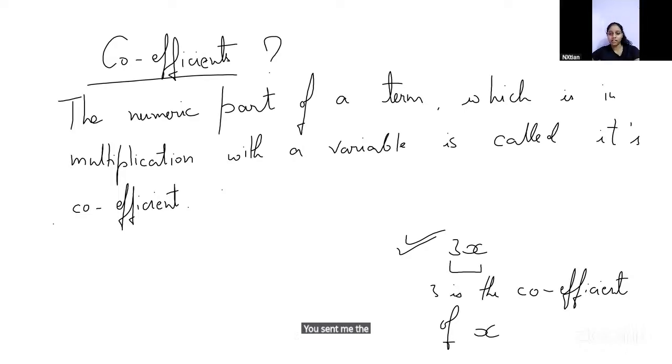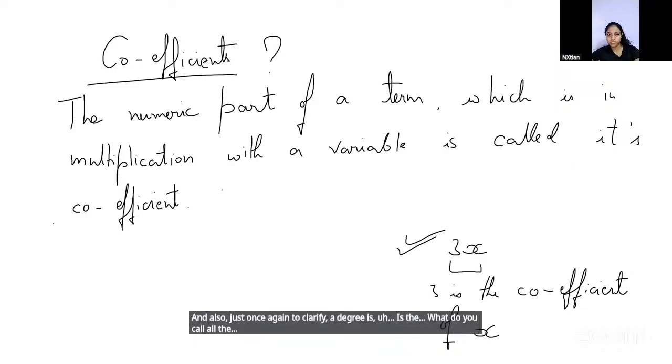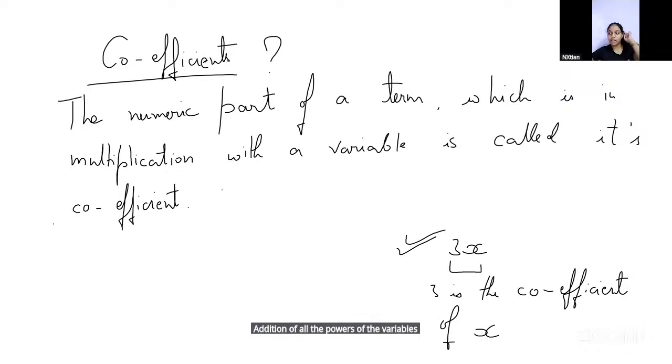Ma'am, just once again to clarify, a degree is the addition of all the powers of the variables, right, ma'am? Addition of all the powers of the variables. Abraham, it is the highest power of the variables.